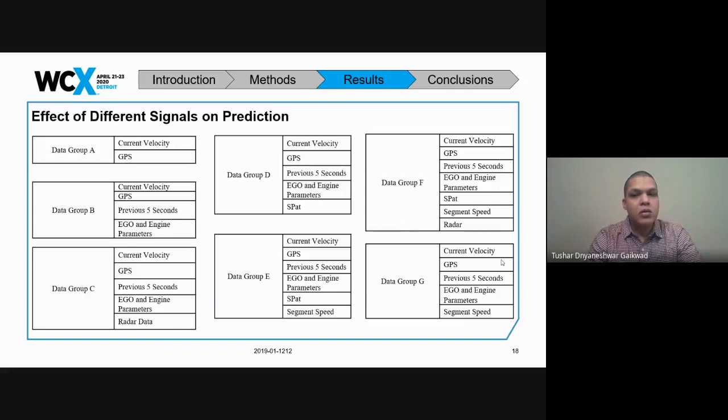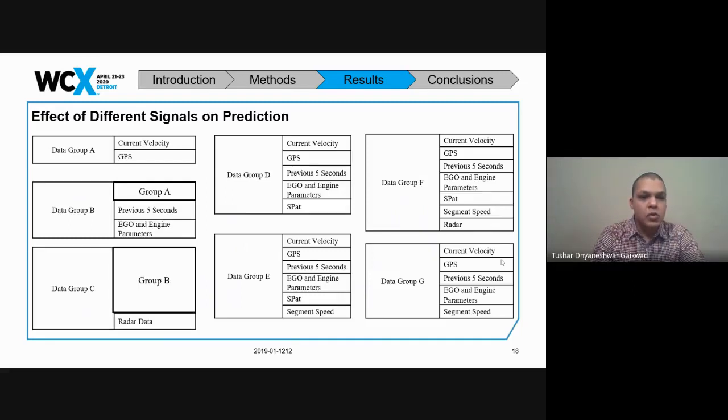Now we'll talk about results. First, we divided the signals into seven different groups. Group A consists of current velocity and GPS. Group B consists of Group A and previous 5 seconds of velocity and ego and engine parameters. Group C consists of Group B and radar data. Group D consists of Group B and SPAT data.